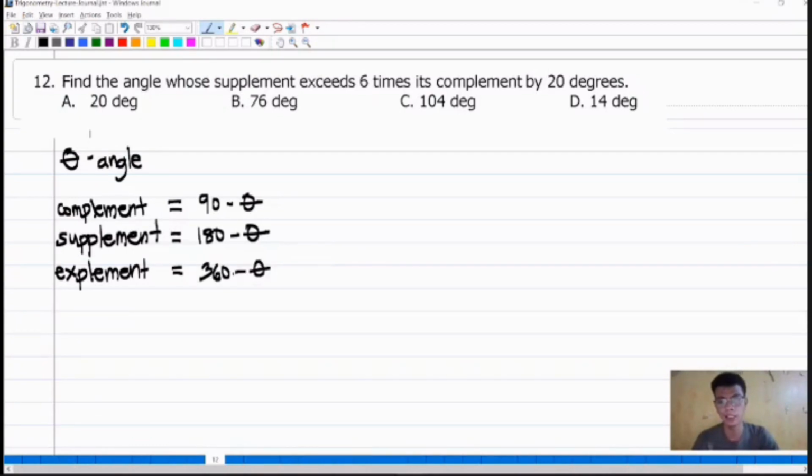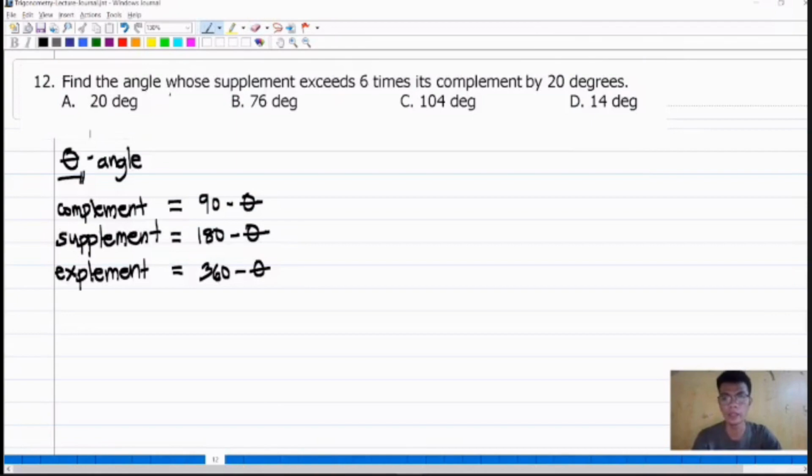So ano ba ibig sabihin ng complement of an angle? Ibig sabihin, yung 20 na to, yung angle na to, yung complement yung kapartner niya para maging 90 sila. So for example, itong 20 degrees, if this is the angle, yung complement ni 20 is yung 70 para maging 90 sila. Samantala, yung supplement ni 20 is 160 para makumpleto nila yung 180. And ganun din, yung explement ni 20 degrees ay 340 para maging 360 ang kanilang sum.